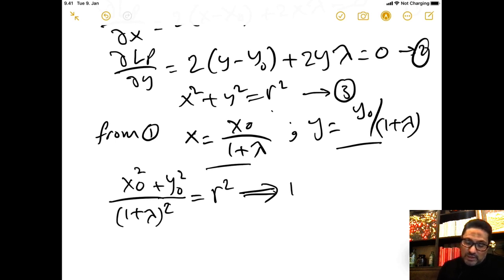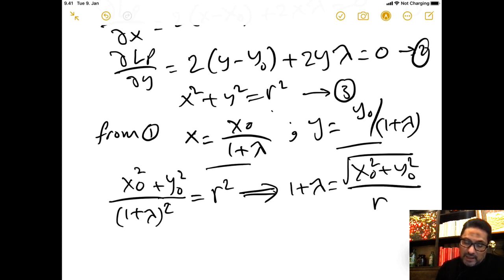Then we can easily find what is 1 plus lambda. So 1 plus lambda equal to the square root of x0 squared plus y0 squared, divided by r, and of course don't forget to put a plus or minus, because this could be plus or minus.